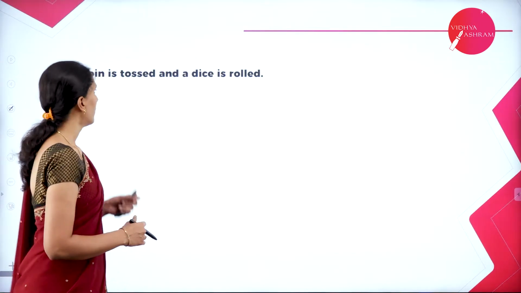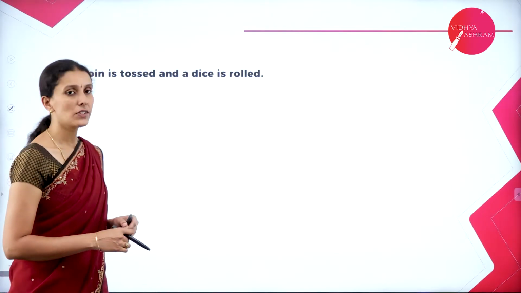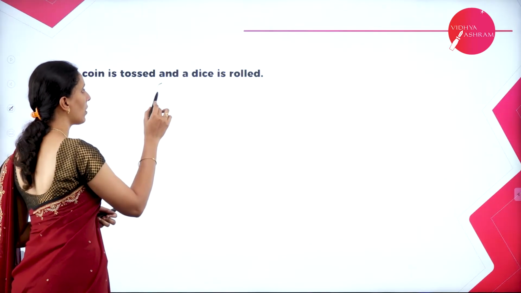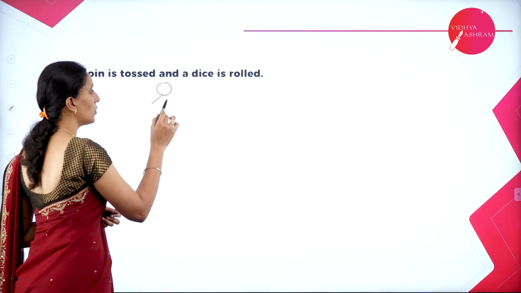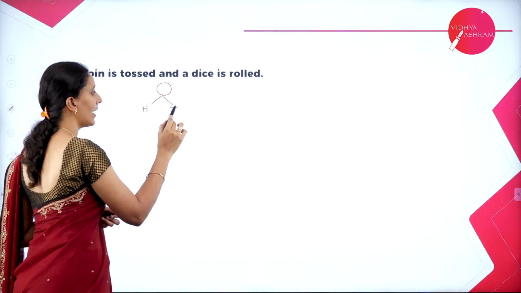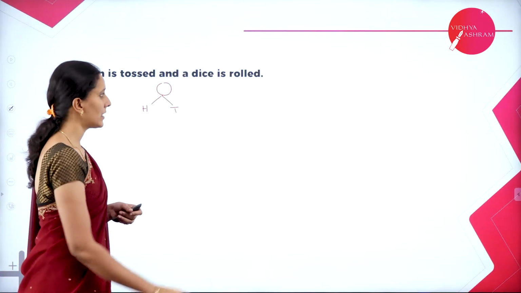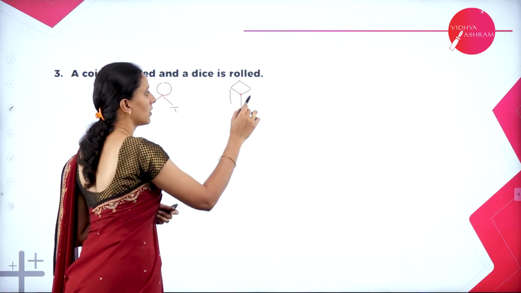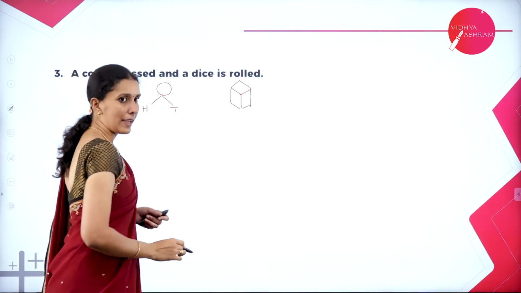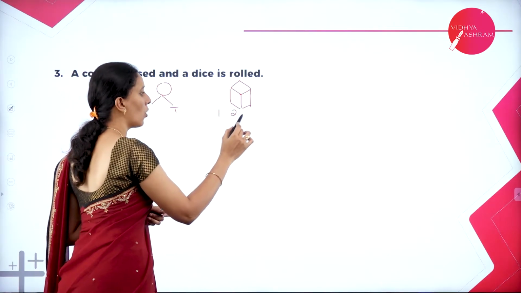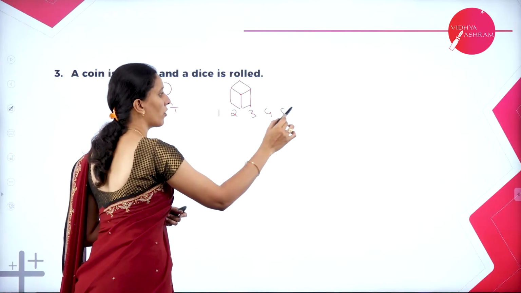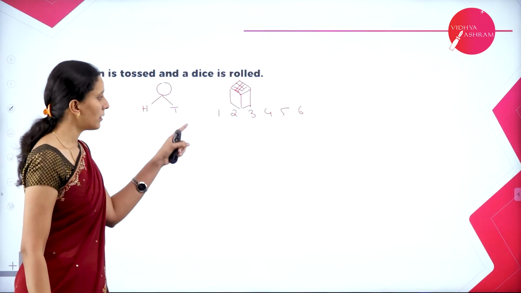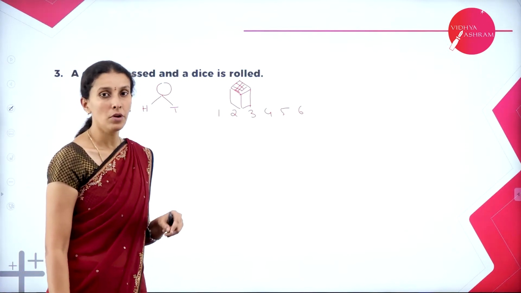So let's take one more example. A coin is tossed and a die is rolled. Here we have a coin. It may have 2 possibilities: one, it might get head; another, it might get tail. The next thing is a die. It can show 1 or 2 or 3 or 4 or 5 or 6. If you think of this as the face of a die, then it might show any number from 1 to 6.